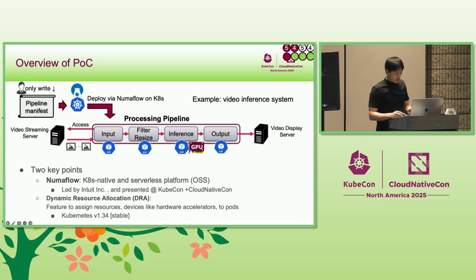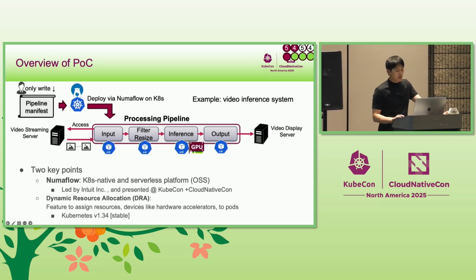The second point is dynamic resource allocation. It's a Kubernetes feature used to assign resources such as hardware accelerators to pods. This feature became stable in Kubernetes version 1.34. Let's look at Numaflow itself.